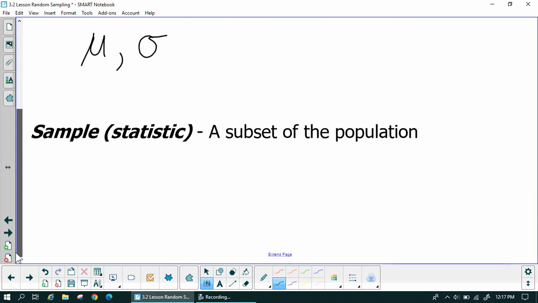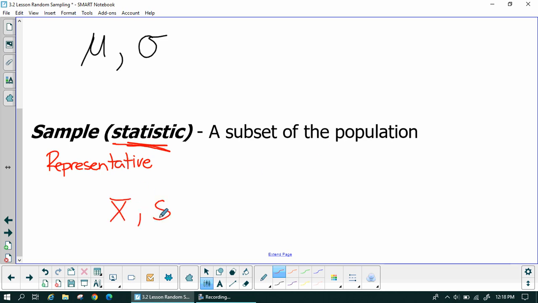But typically what we have are samples, smaller groups that we want to be representative. It's important that our sample is representative of our population. The way that we get a representative sample is by using random methods. Anything we find out from a sample, we call a statistic. So population parameter, sample statistic. For example, a sample mean, X bar, a sample standard deviation, S, so on and so forth.